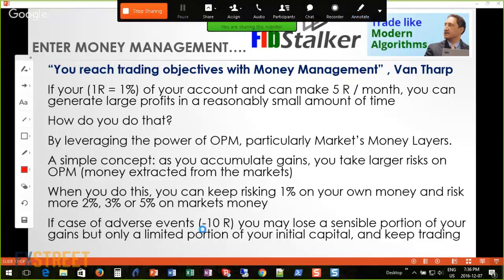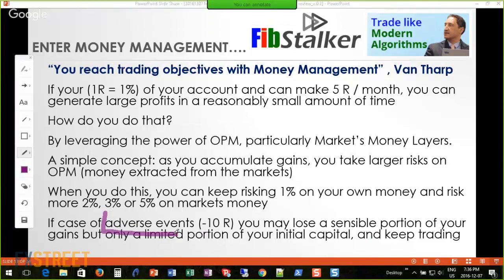Now, this is a very adverse event, but these events happen, and people who think that they can risk large amounts and use leverage clearly do not understand, or do not believe, that these kinds of events can happen to them.